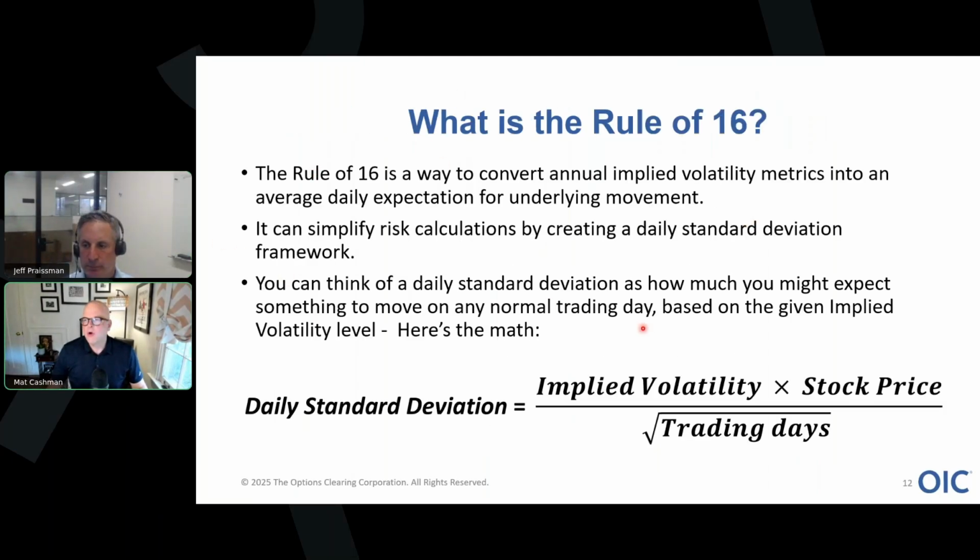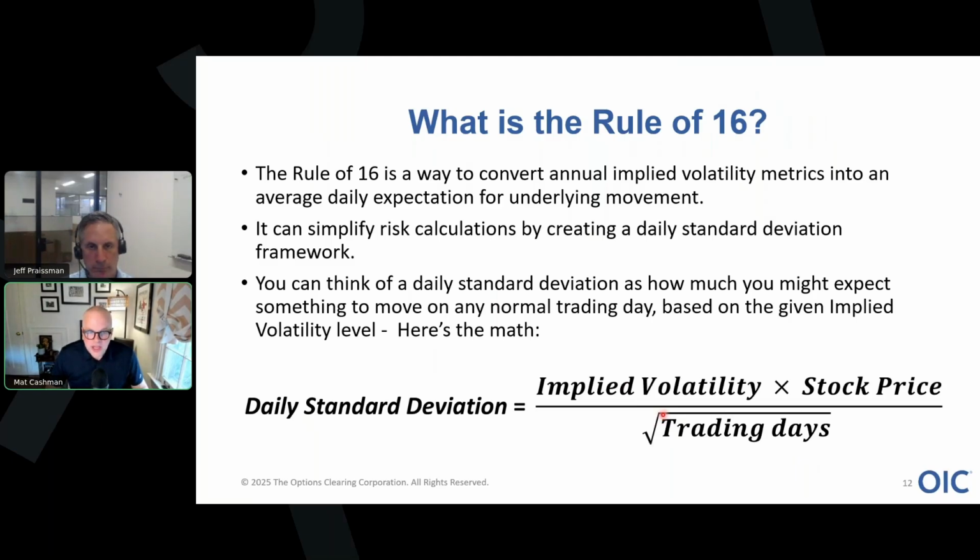The rule of 16 works because we use the square root of trading days down here. Remember what I said? The top is this big block of variance, that's annual variance, and then you're subsetting it. You're slicing it into trading days by dividing by the square root of trading days. You don't have to use the square root of trading days.